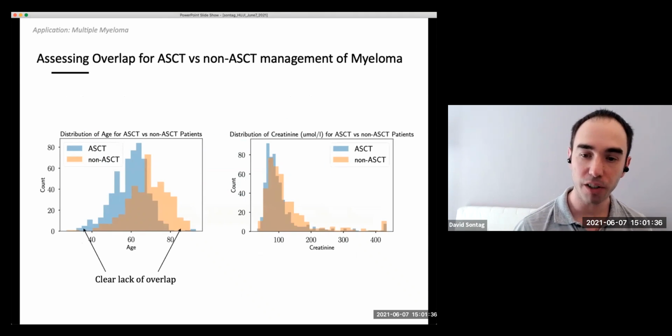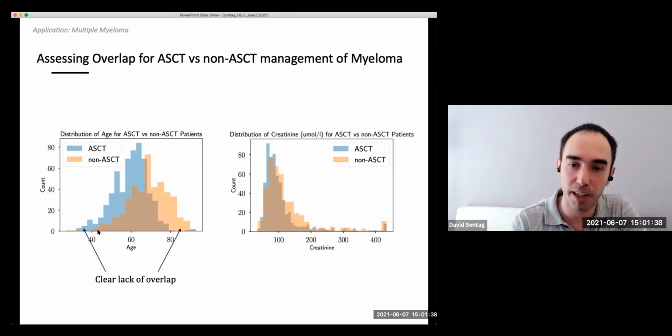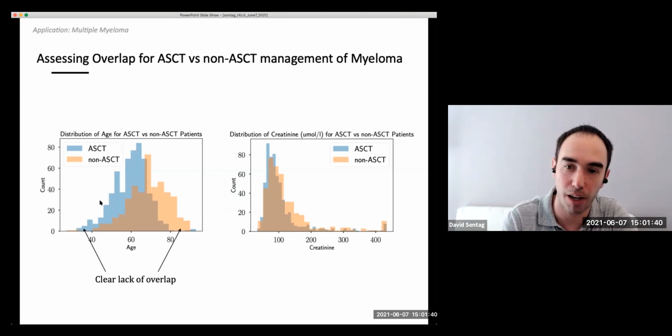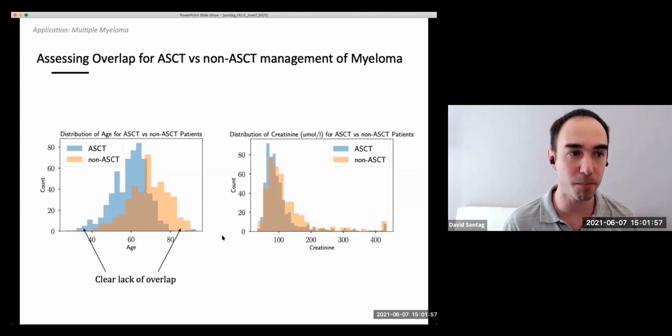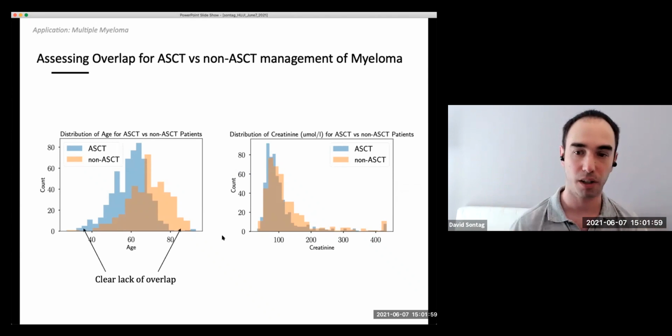And here's an example of the problem that arises. If you were to look at even just a single feature like age, people who are very elderly tend to not receive the autologous stem cell transplant. People who are very young tend to only receive the autologous stem cell transplant. So that would be an example where for either very young or very old, we would never be able to talk about what the counterfactual is.